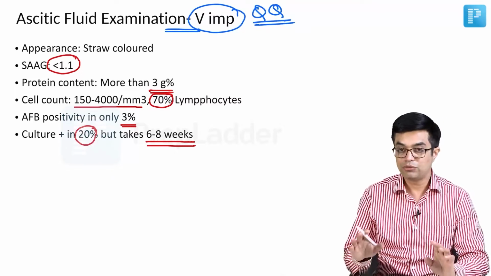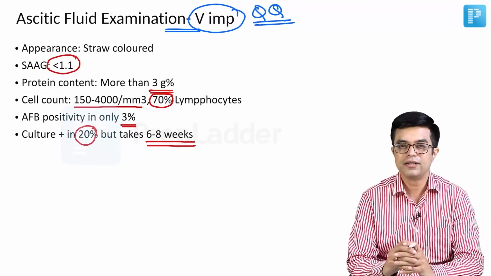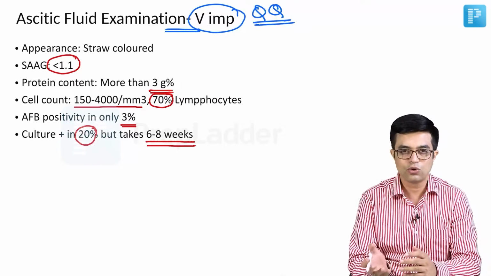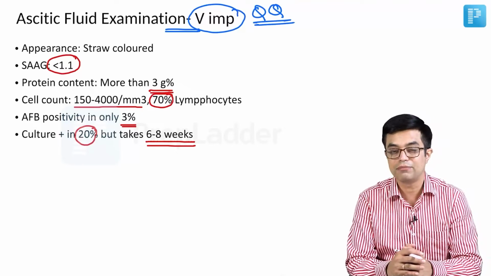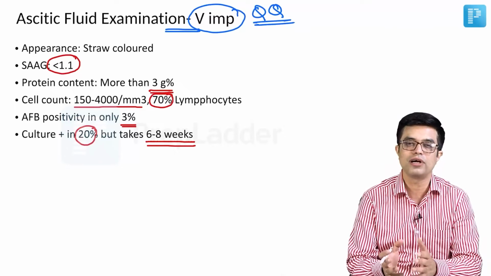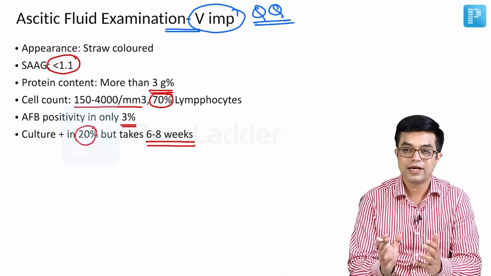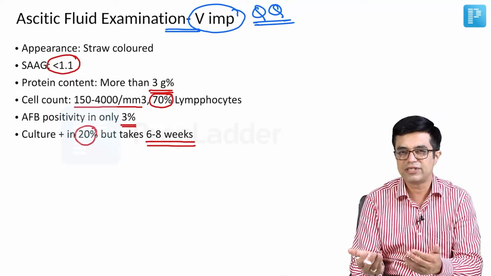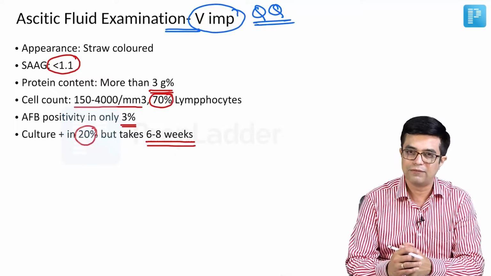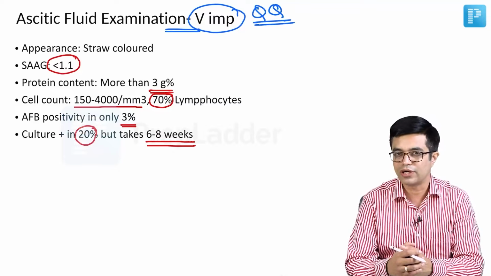So, for all practical purposes, we do send for culture, but we don't need to wait for the report to come. You need to understand that most of these tubercular infections in children, including abdominal TB, are paucibacillary infections, and so we have to rely upon the clinical presentation, degree of suspicion, plus any clue in these investigations. If it is present, we need to start management on those lines.